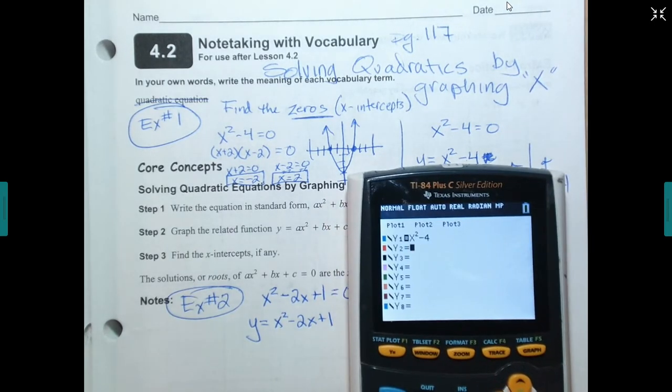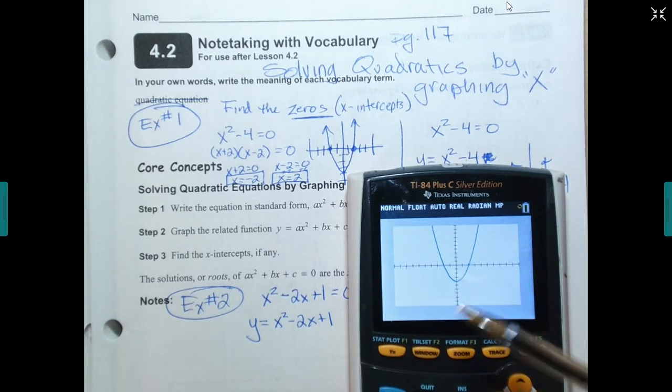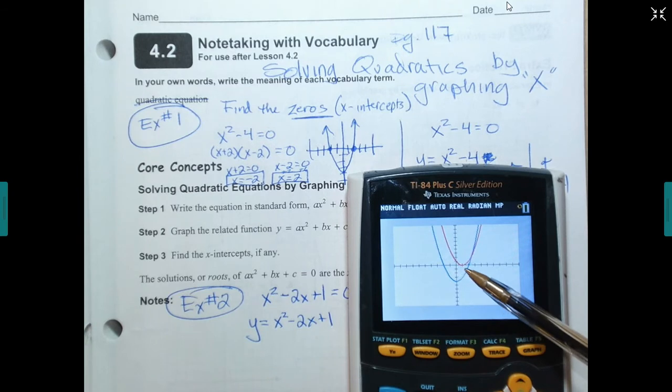I'm going to say y equals x squared minus 2x plus 1, and now I'm going to graph it. I have my blue. That was my last one, so don't forget that your blue is your last one. You already did that one. So red is mine. Oh, and look at that, I only have one x-intercept. My x-intercept is 1.